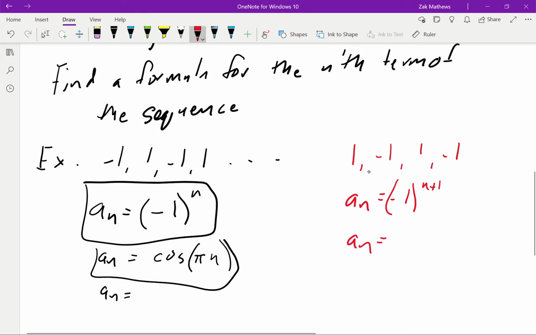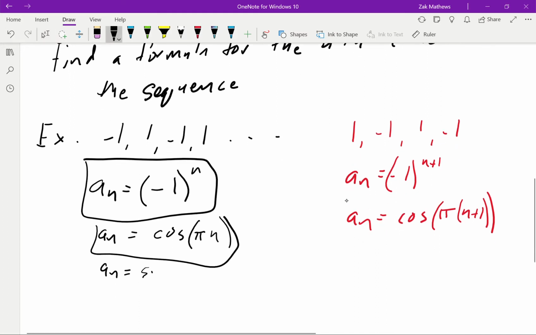For our cosine, kind of the same idea, cosine of pi n, cosine of pi is equal to a negative 1, so how could we fix that? We could say, well, let's take n plus 1, and that would be a fix. I had said we could have used sine as well. Sine's a little bit harder to do, but it's still possible.